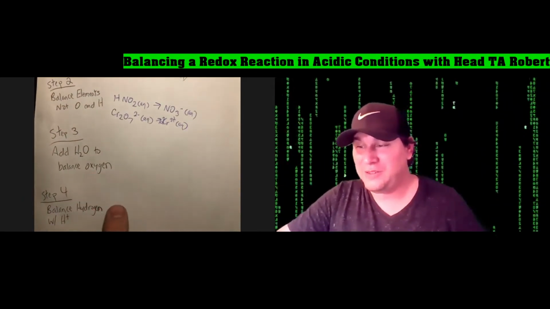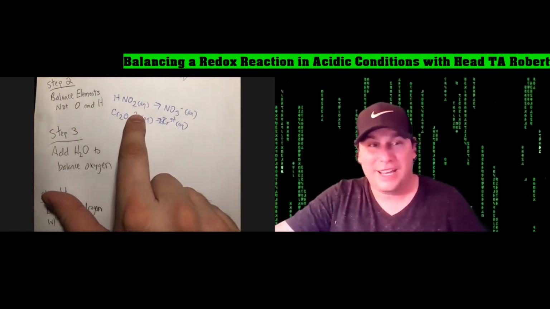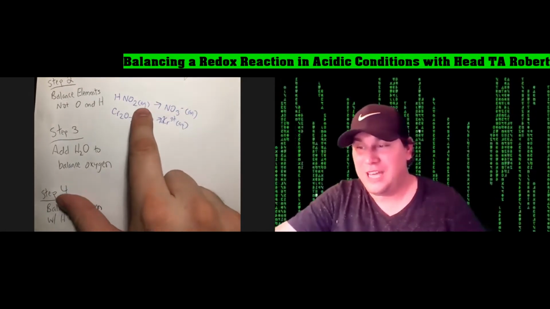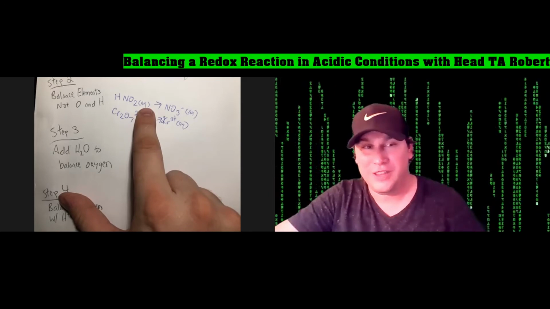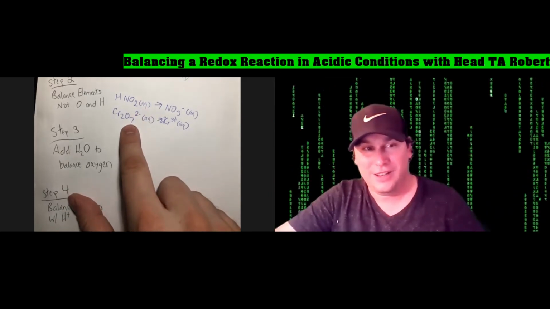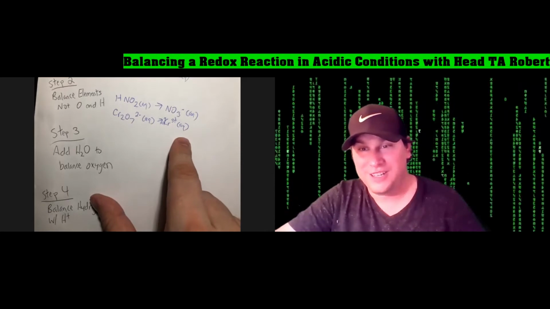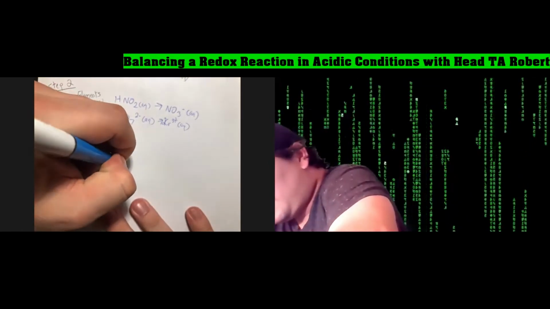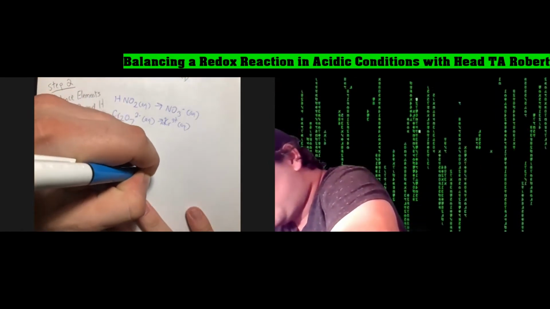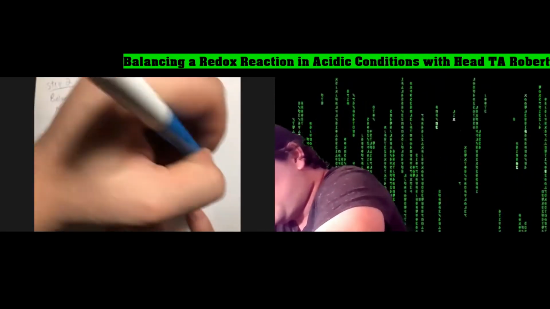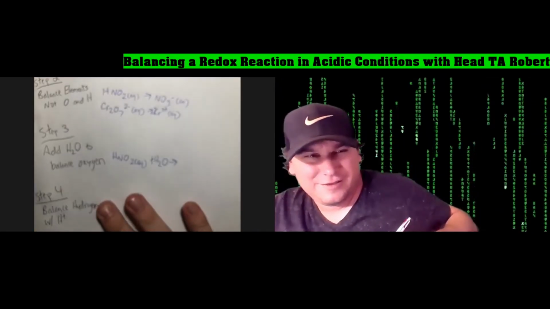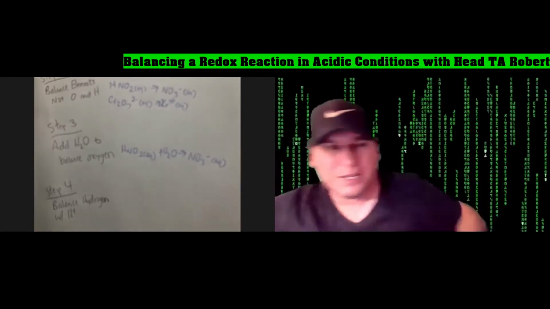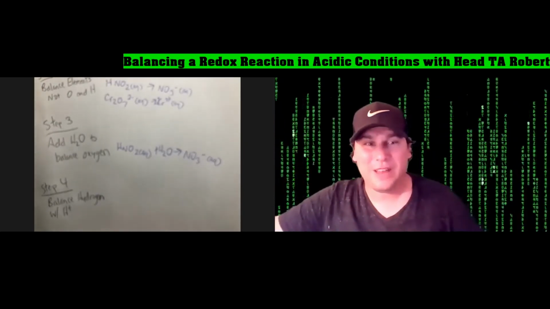Keep just following the steps here. Here we have add H2O to balance oxygen. So now we're going to add H2O here. So we have 2 oxygen there, 3 oxygen there. So we're going to need to add 1 water because it has 1 oxygen on this side of the reaction. Go down here, 7 oxygen, 0 oxygen. So we're going to need 7 waters over here. So let's just rewrite them and add the waters in. There's 1 water. Okay. So the oxidation half reaction now has oxygen balanced.